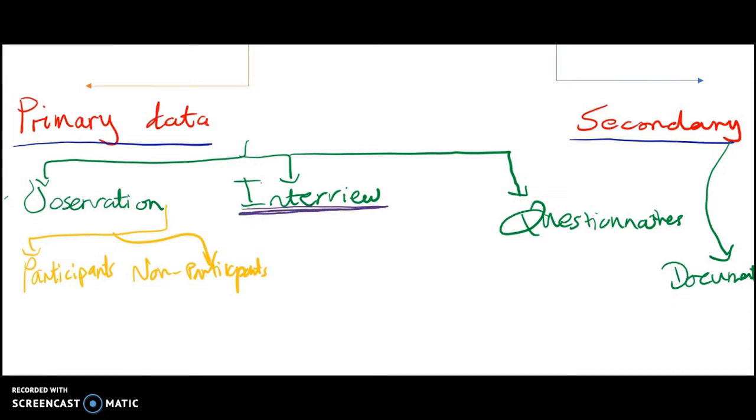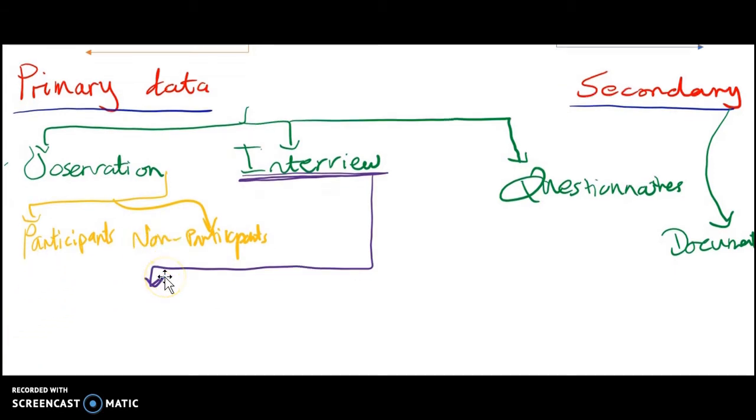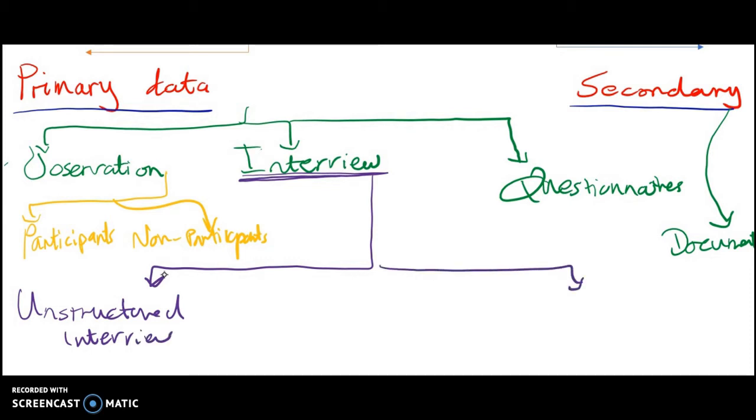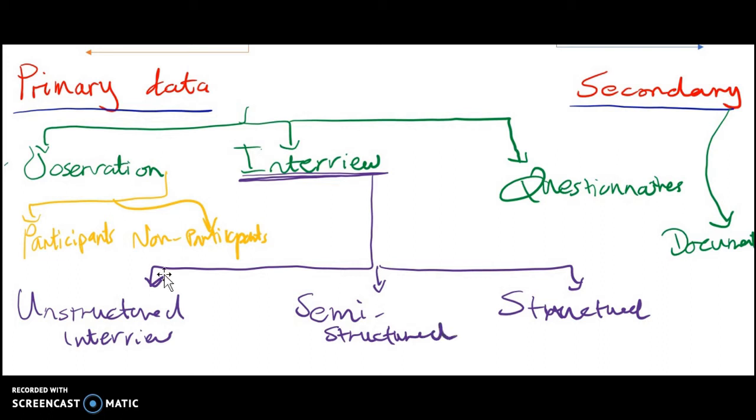Having said that about observation, let's move now to the second type of tool popular in qualitative study, which is the interview. Interviews are very popularly used in qualitative research. However, there are different types of interviews that we'll look at now, and these types provide different features. The first one we call unstructured interview. Then we have structured interview. And then the middle one, which is semi-structured.